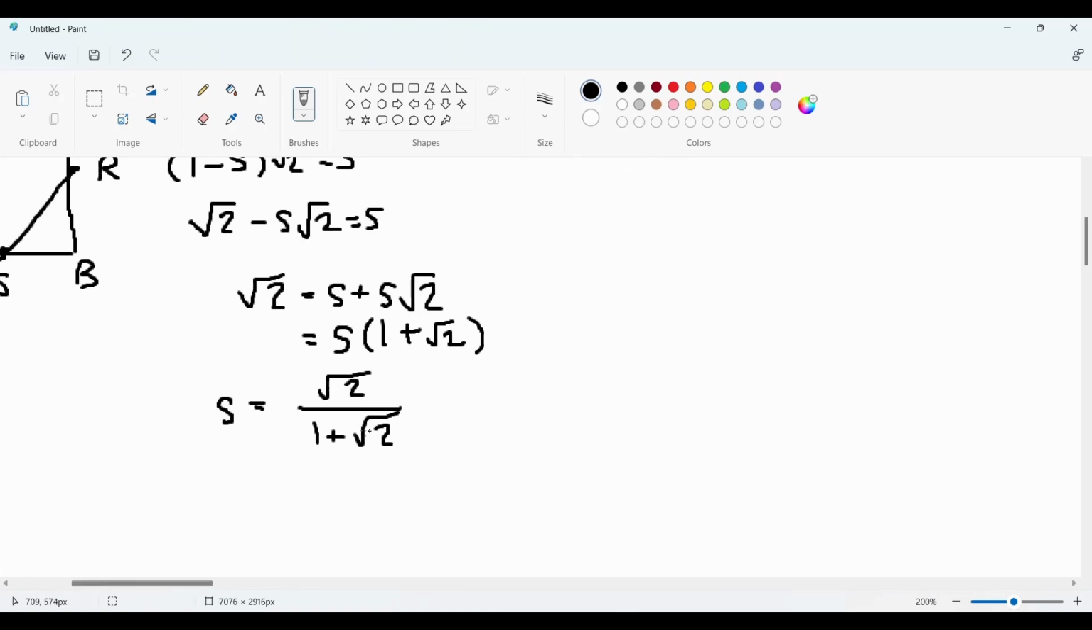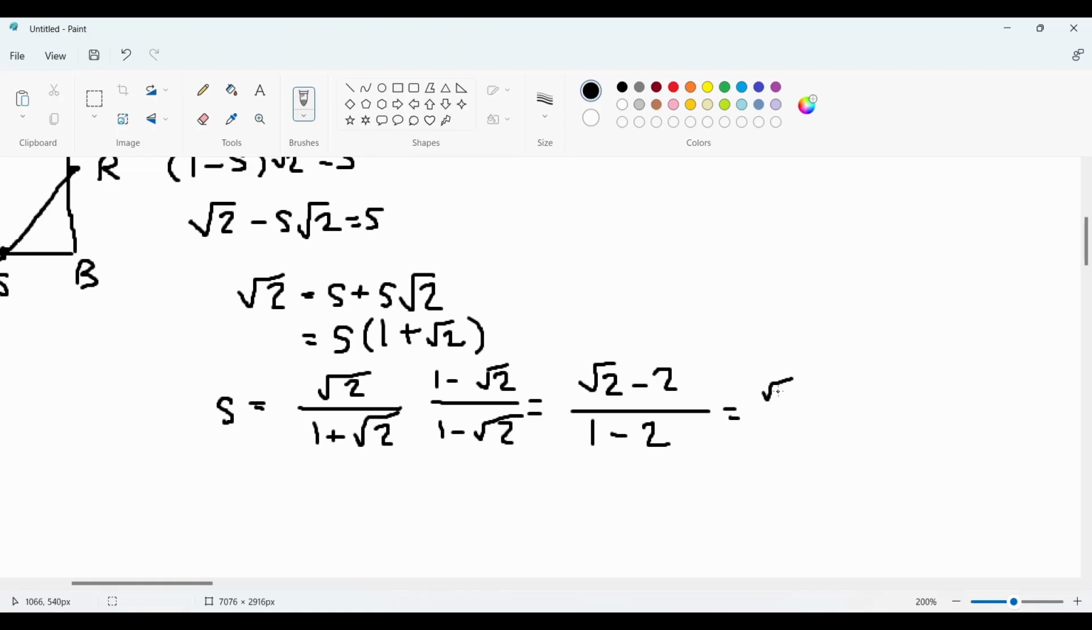Okay, so how do we simplify it? Let's multiply by the conjugate of the denominator. So we're going to multiply this by 1 minus root 2 over 1 minus root 2. That usually takes care of the job if there's a root in the denominator. So we're going to get in the numerator, distributing the root 2 to the two terms, root 2 minus 2. In the denominator, it's difference of squares, so it's going to be the first term squared minus second term squared. That's going to be 1 minus 2. Yes, 1 minus 2. And that's equal to root 2 minus 2 over negative 1.